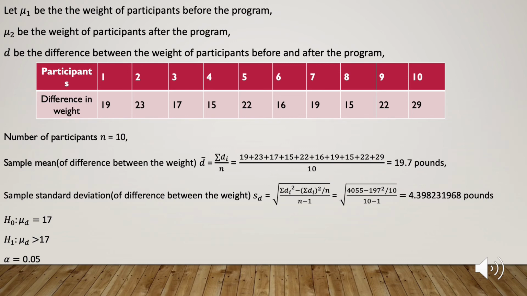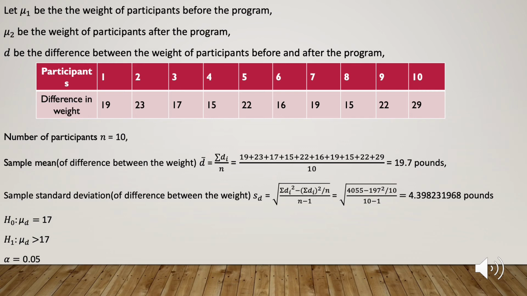For the sample standard deviation, it is equal to the square root of the sum of the square of each value of D, then minus the square of the sum of the values of D divided by n, and finally divide the whole thing by n minus 1, which gives 4.398231968 pounds.